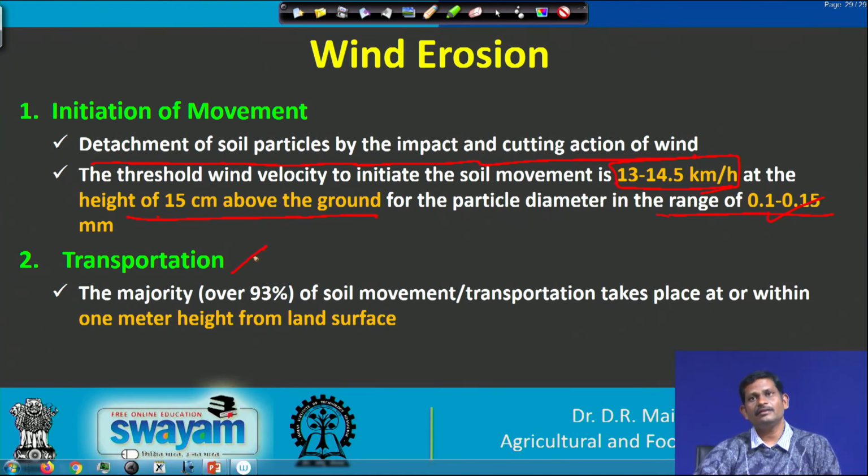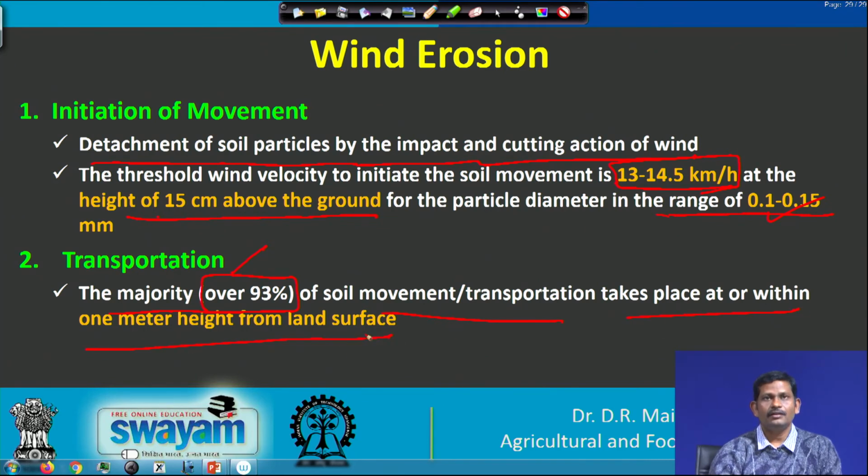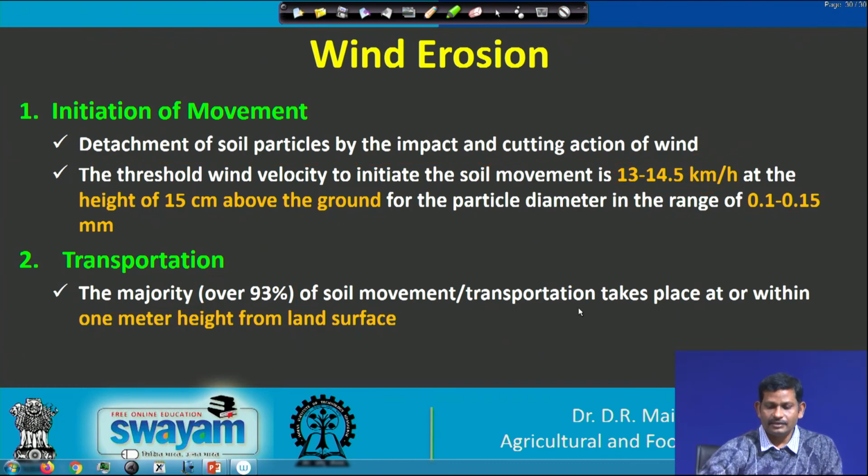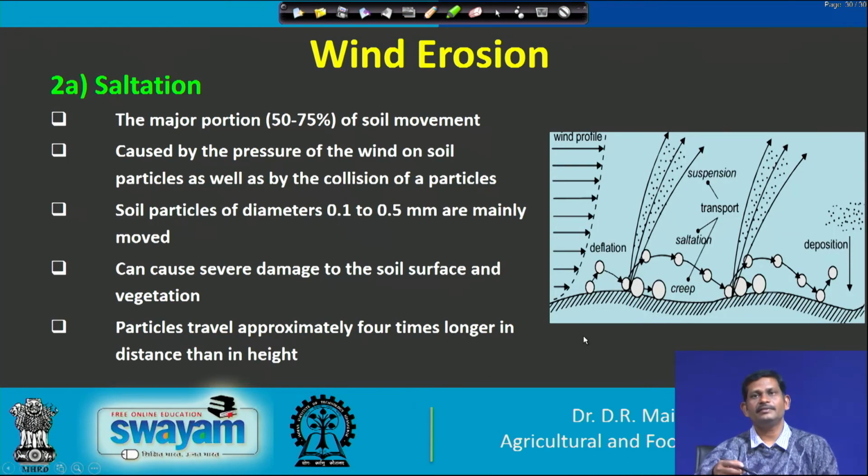And then the next process is transportation. So, transportation involves the suspension, saltation and the surface creep. It contains the majority of transport; around 93% of the soil is being transported. During this process all movement takes place within 1 meter height from the land surface. So, next we are going to see the transportation process.